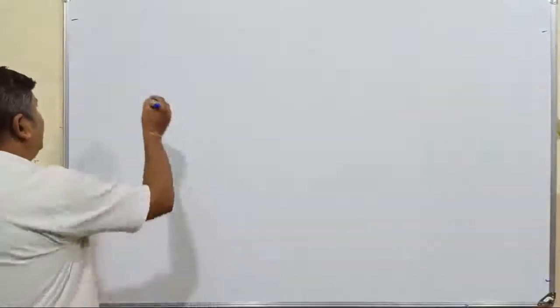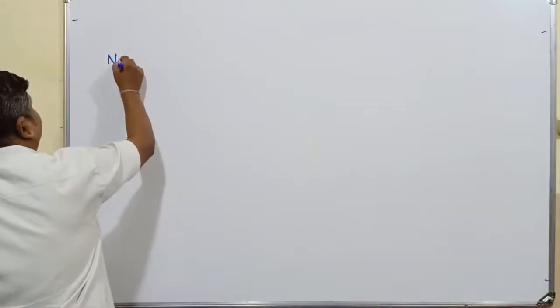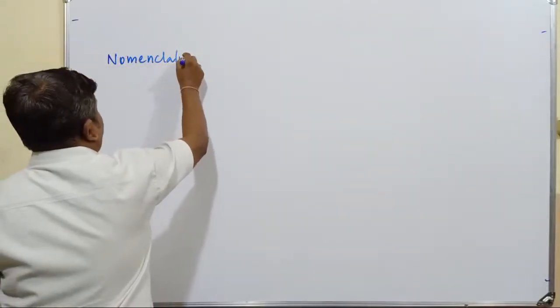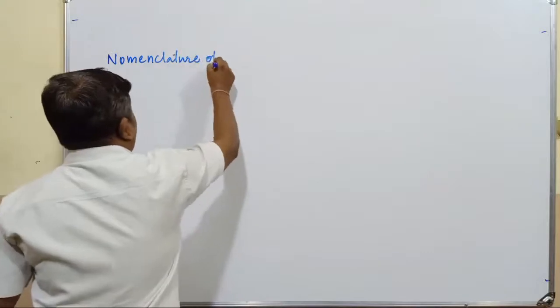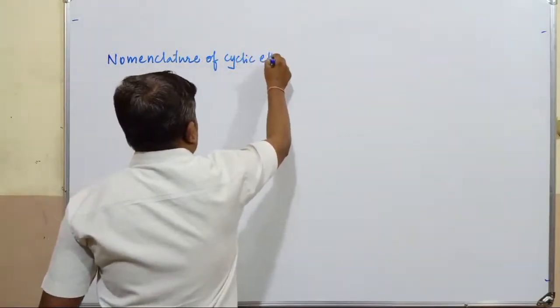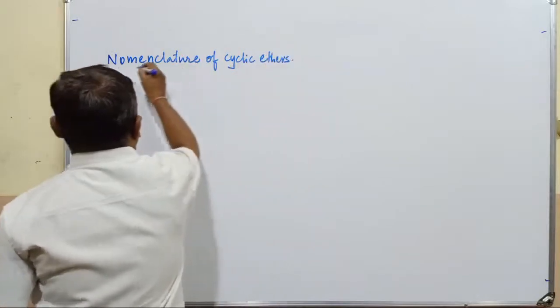Yesterday, in the previous lecture, we started with ether compounds. There we completed the nomenclature of simple ethers. So, in today's class, we have to start with the nomenclature of cyclic ethers. How to name cyclic ether compounds.